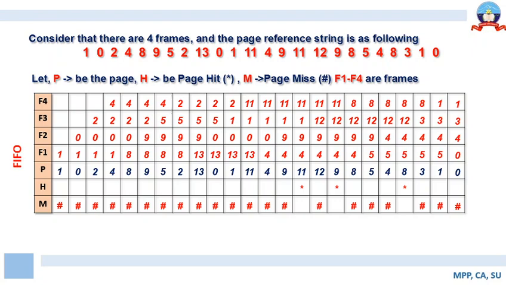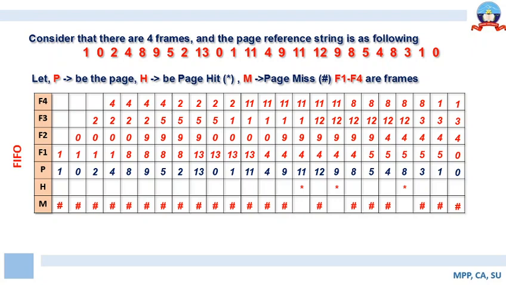Now if it is getting difficult for you to understand, just remember that we will perform removal of the pages from the frames in sequence. First I'll remove it from F1, then from F2, then from F3, and eventually from F4. This cycle repeats until all the pages are brought onto the main memory. So this is a very simplified way of solving the first in first out algorithm.